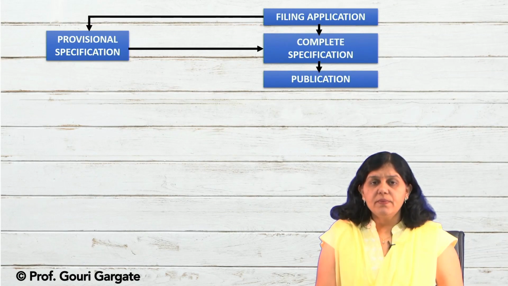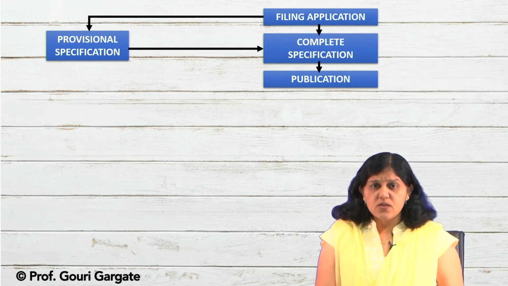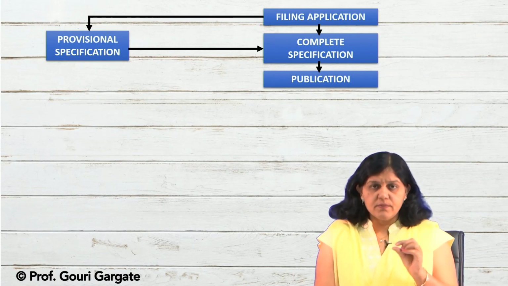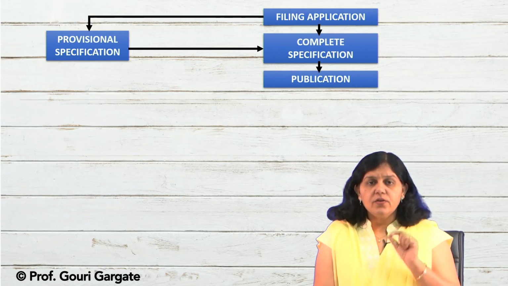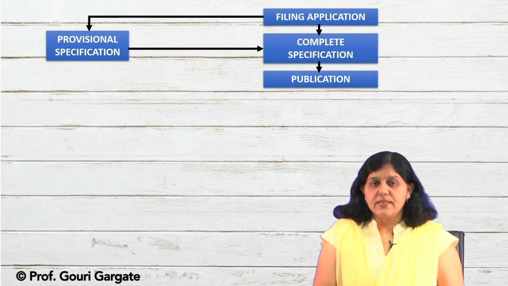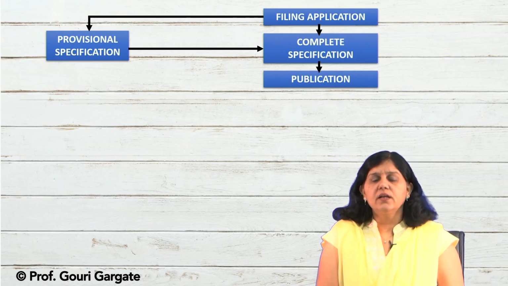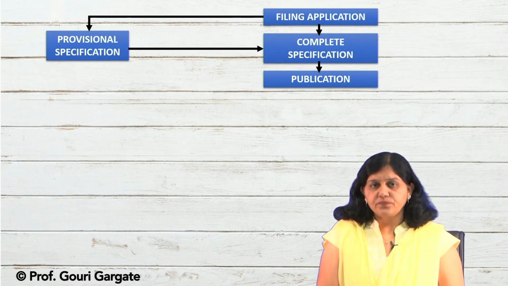Where will it be published? It will be published in the official gazette. Where can you see this official gazette? On the IP India site, you can check the publication. You can check the title as publication, and if you click on that publication, you can visit that gazette, or you can see the title as journal. Either of the titles, if you click, both are available on the site. You can click on this and visit the journal.